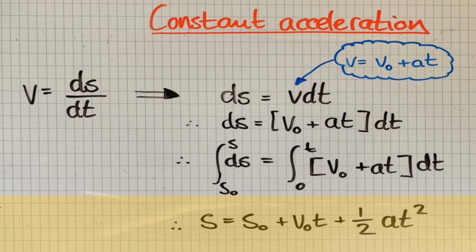And if you integrate on the right hand side, it's basically two integrals that you do. You integrate v0, so you get v0t, and then plus we need to integrate at. a is constant, comes out of the integral sign, and the integral of t would be 1/2 t squared, between 0 and t. So that gives us an equation for position when acceleration is constant of s is s0 plus v0t plus 1/2 at squared.